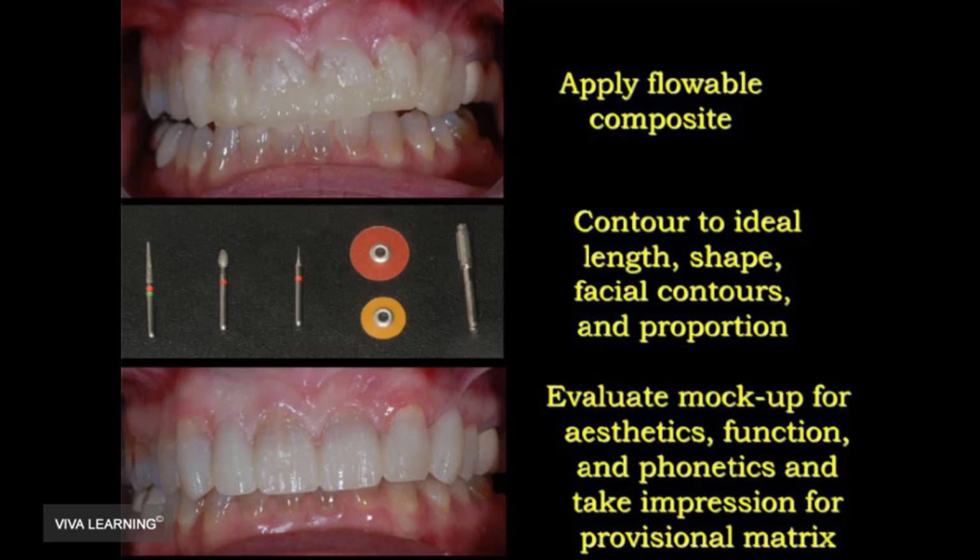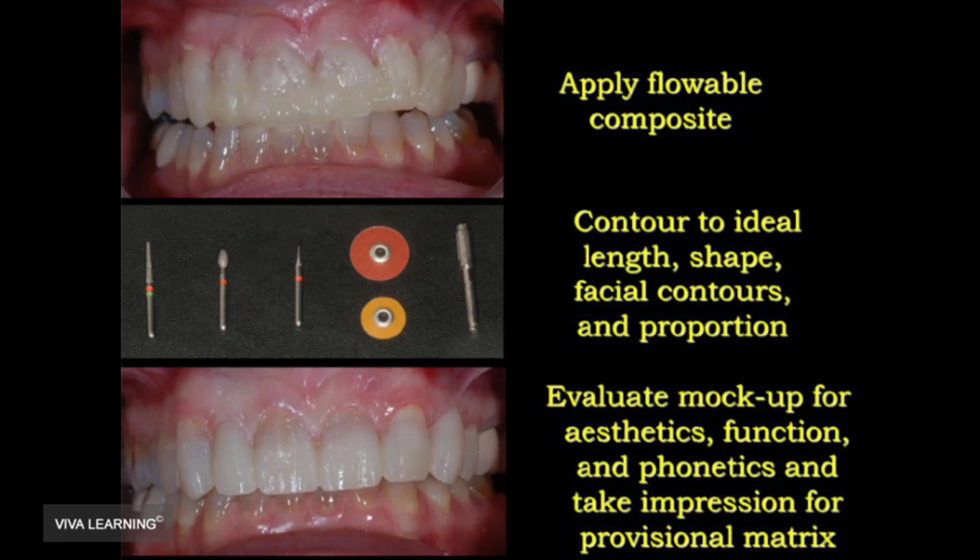So here you see the after, and we've shaped the teeth. We've got the gingival symmetry acceptable. It may not be ideal because of the gingival position of the canine, but we've got the tooth proportions better, the facial contours better, and we've closed all the spaces. We've set our incisal edge position and our gingival height contours. Now we're ready to take an impression of this, and we can use that for our provisional matrix in the absence of a wax-up.